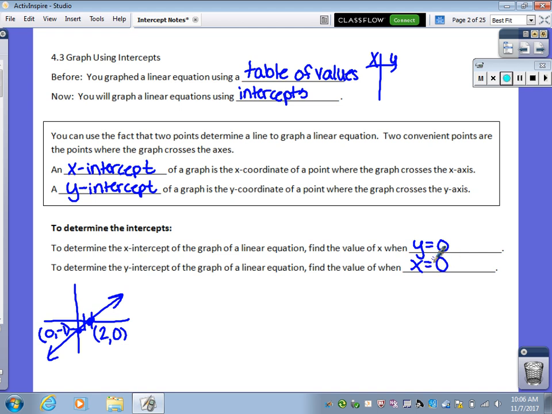Okay? The x and y values don't matter on the opposite intercept. So, for example, on the x-intercept, it doesn't matter what the x value is. The y has to be 0. And for a y-intercept, it doesn't matter what the y value is as long as x is 0.